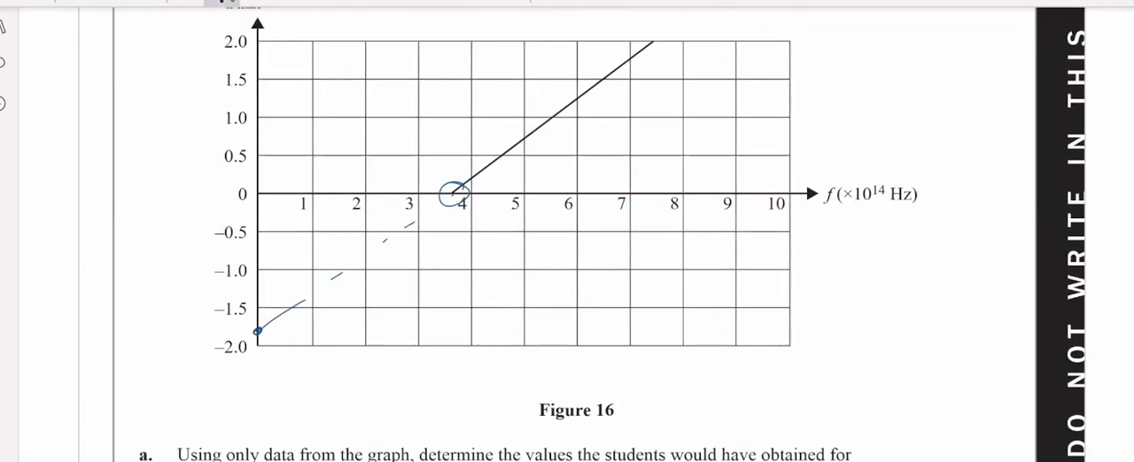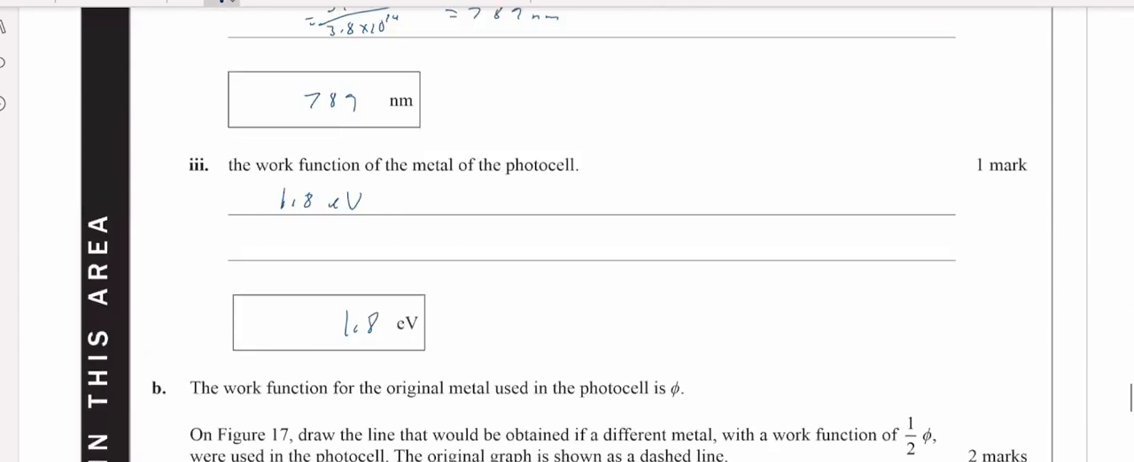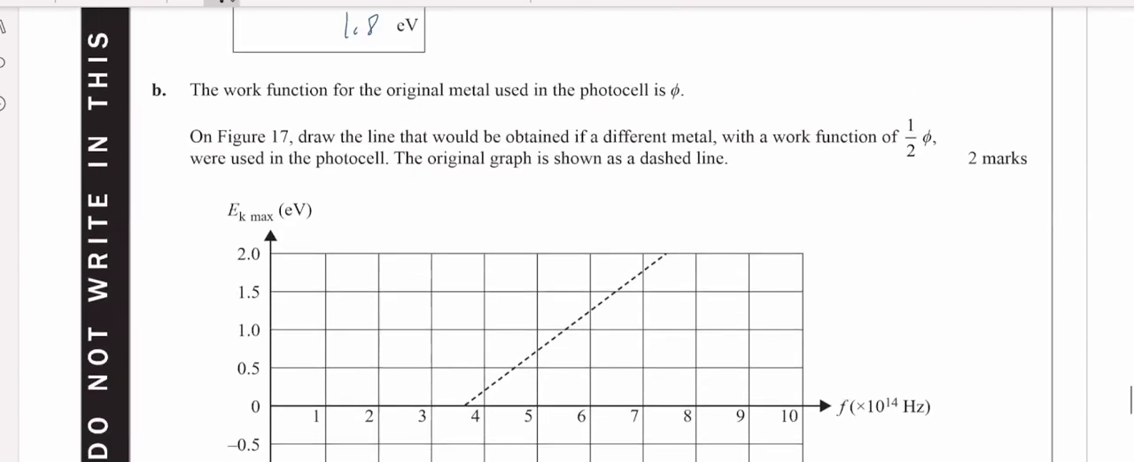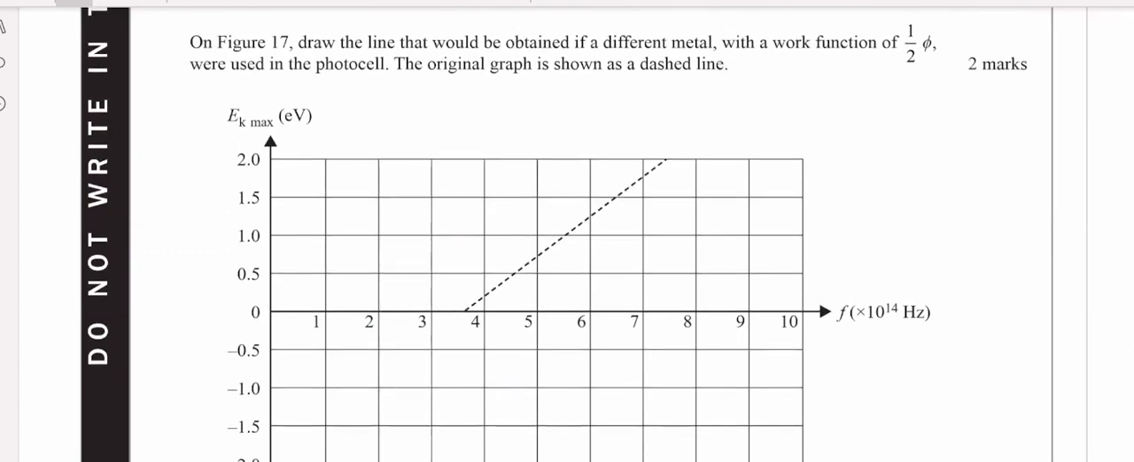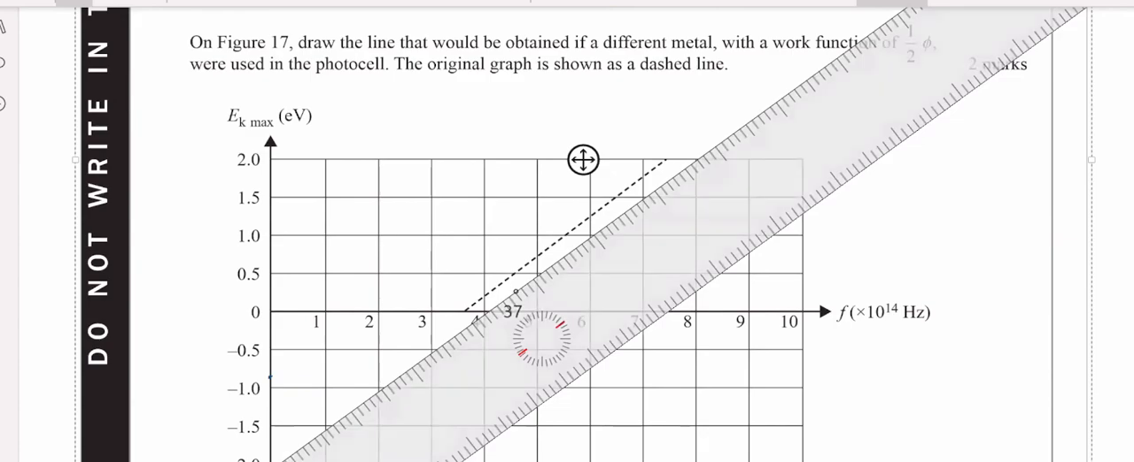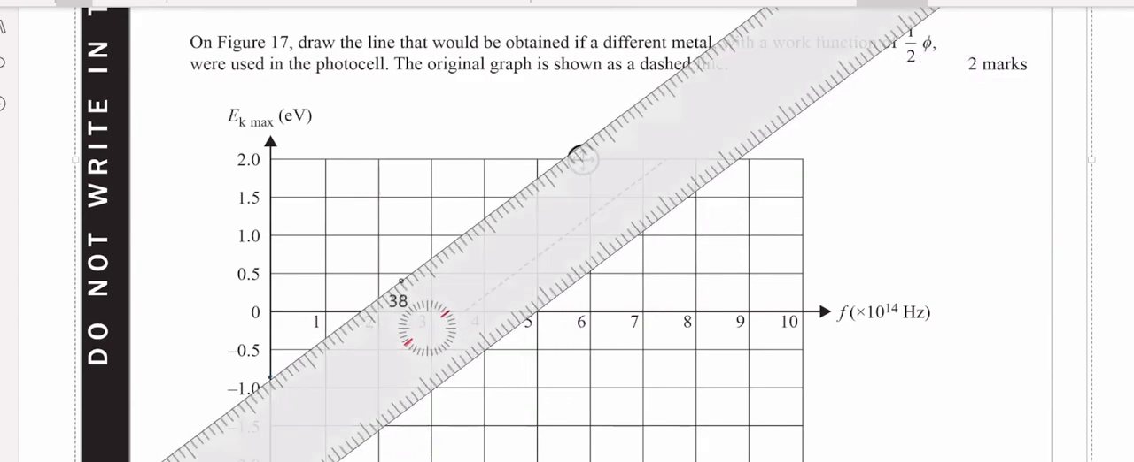And the work function is halved. So we had 1.8 electron volts for the work function. Halving it, it'll go to like 0.9. And the Planck constant is the same, so it'll be parallel to this line. It's hard to do. Try again, but actually make sure it's parallel.